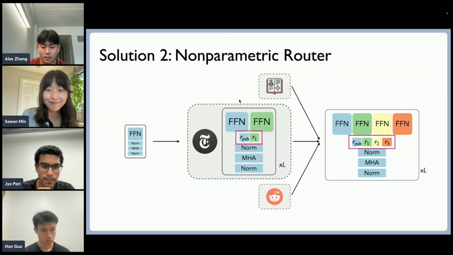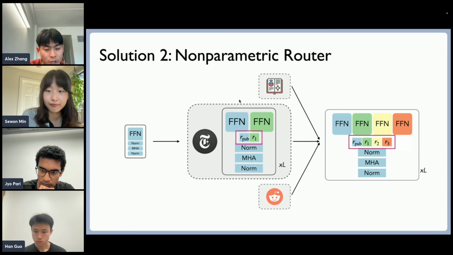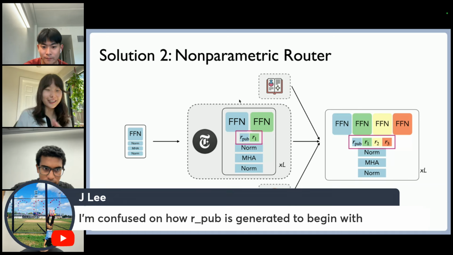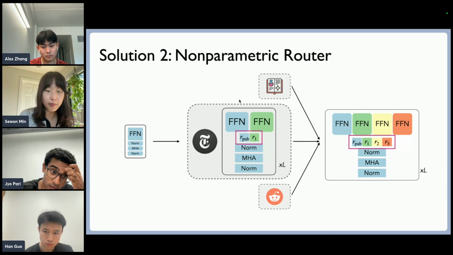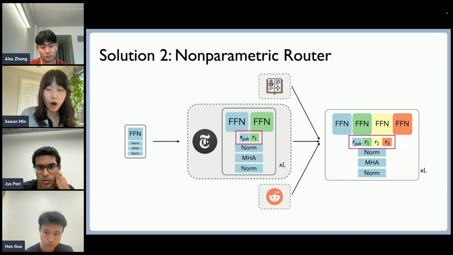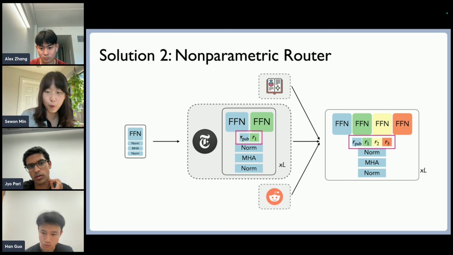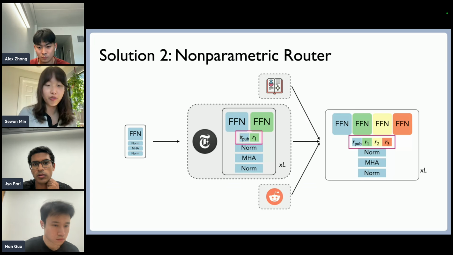I see. And then someone asked a question. They said, I'm confused how R_pub is generated to begin with. Oh yeah, sorry, that's one thing I should have mentioned but skipped. We initialized these router embeddings from domain embeddings. So we already have the data. We use some encoder to map each data point into an h-dimensional vector, and then we average them to create the domain embedding. For R_pub, we use it as it is because we're not doing any training. For the other router embeddings, R1, R2, and R3, we use these domain embeddings to initialize the vectors, but then we can further train them.